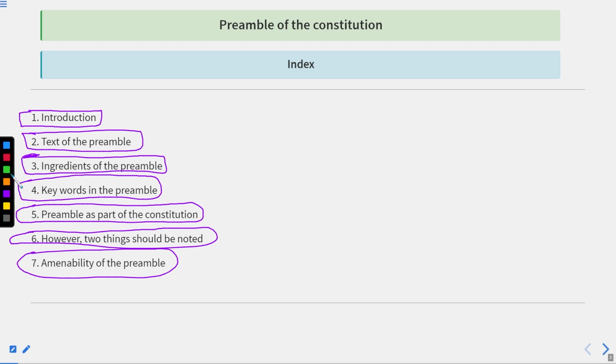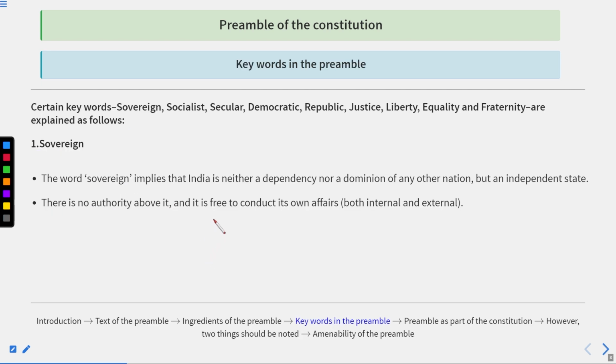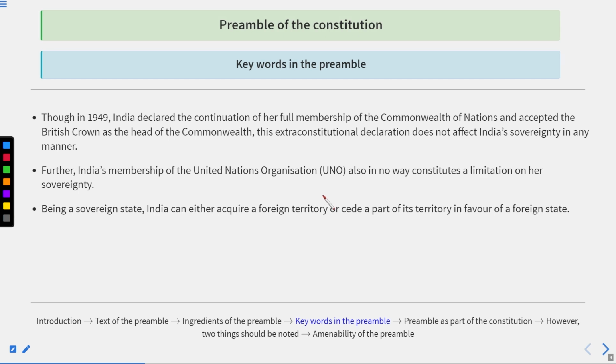Alright, and out of this we had finished the introduction part, text of the preamble, and ingredients of the preamble. These were the three topics we had finished in the previous lecture, and we had started the discussion of the keywords in the preamble. So we will continue from where we had left. All right, so about this I had told you. Now come forward.